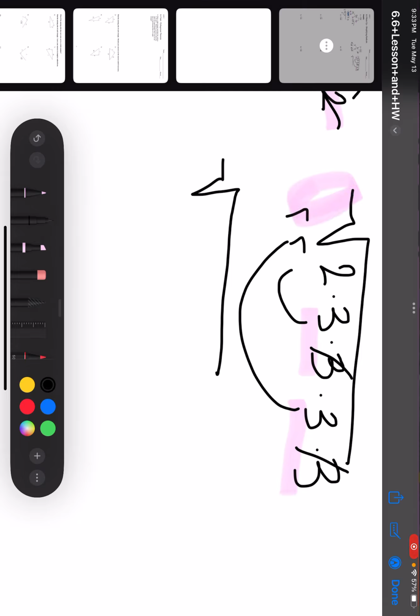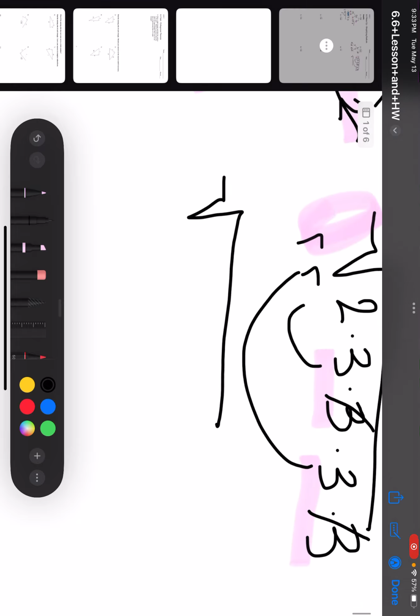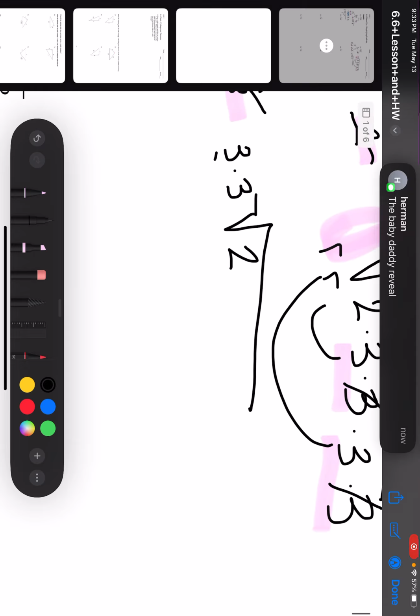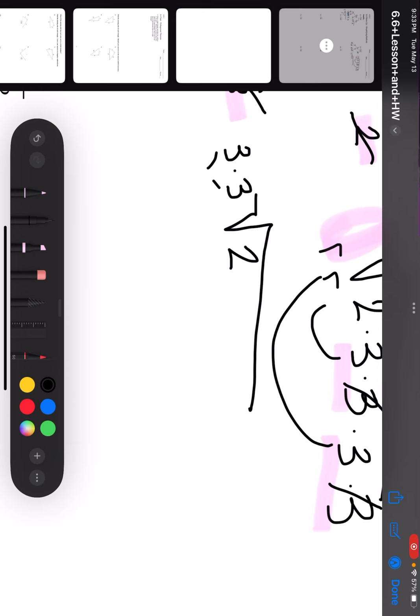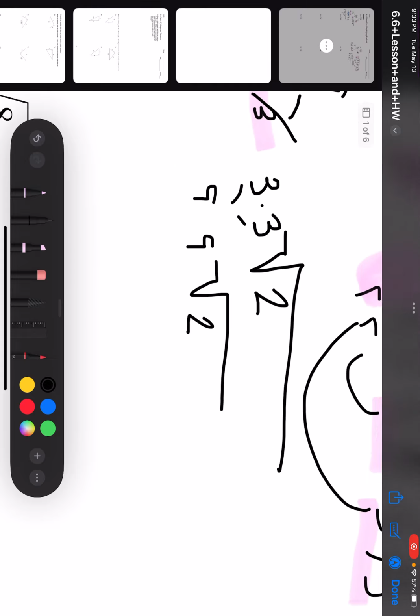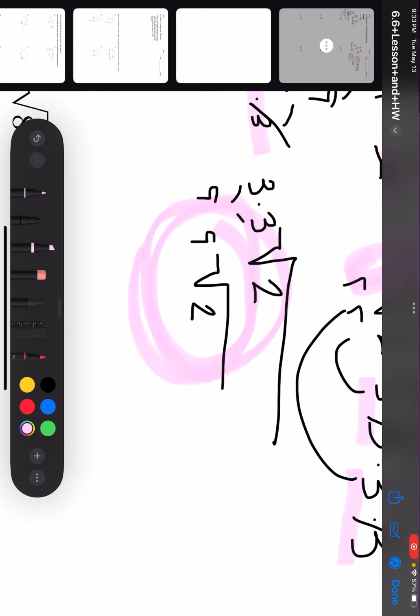Okay, guys, are we getting the hang of this? So since we have 2 3s that we need to move to the side, we're going to write 3 times 3. Okay? And then we have a 2. And then we need to do this. 3 times 3 is 9. And then the simplified radical is going to be 9 over 2. Bazinga!